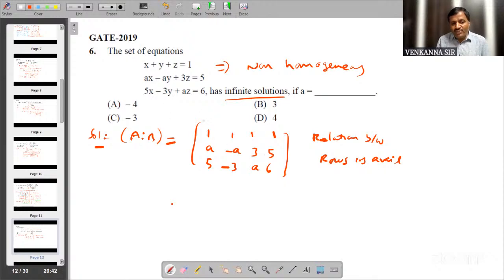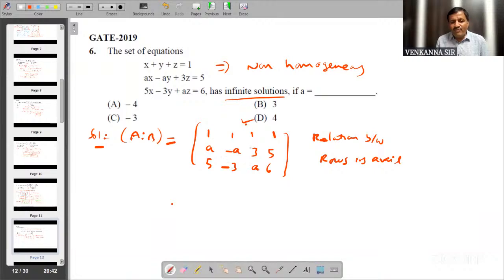For what value of a is there a relation between the rows, like r1 plus r2 is r3? Can anybody guess? See here, 1 plus 5 is 6. 1 plus 3 is 4. Whether this 4 is satisfying or not: 1 minus 4 is minus 3, 1 plus 4 is 5. What is our answer? 4 is the answer. Directly, this is trial and error.